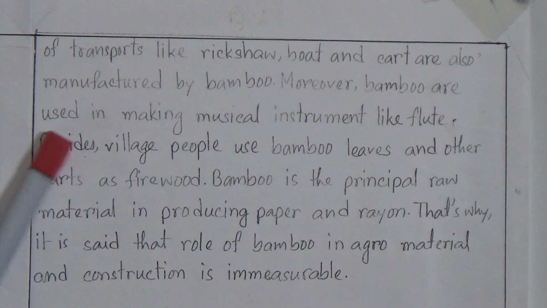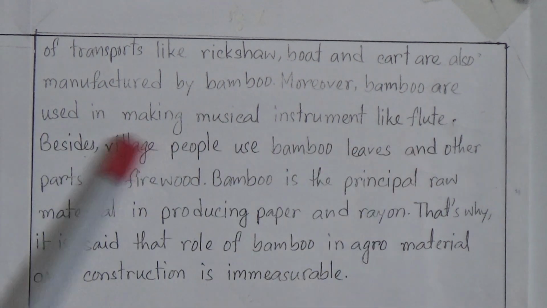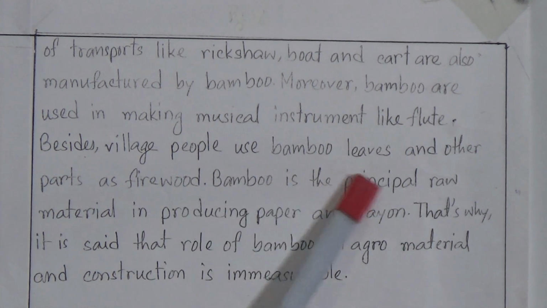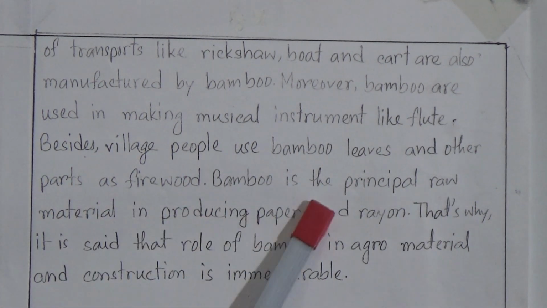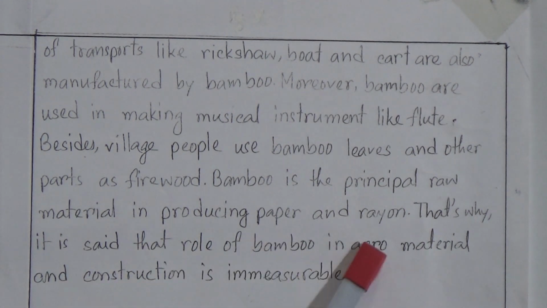Moreover, bamboo is used in making musical instruments like flute. Besides, village people use bamboo leaves and other parts as firewood. So bamboo is the principal raw material in producing paper and rayon. So that's why it is said that the role of bamboo in agro material and construction is immeasurable. So for the answer of question D, we will know the use of bamboo in different ways. We can use bamboos for various purposes, and we will know the use of the bamboo in different sectors.